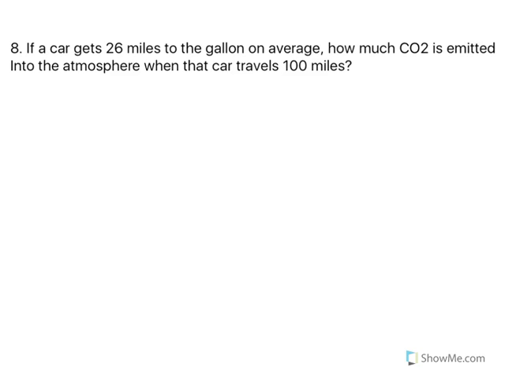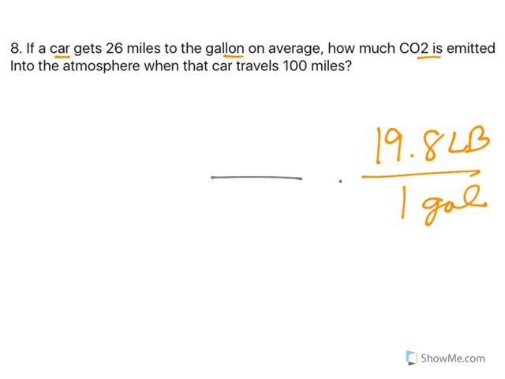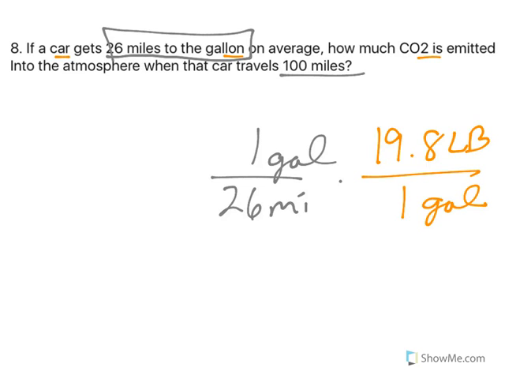If a car gets 26 miles to the gallon on average, how much CO2 is emitted into the atmosphere when that car travels 100 miles? Again, we're talking about cars, gas, CO2. So my last one is going to be 19.8 pounds to 1 gallon of gas. Because I know now working backwards, I've got to put gallons here. Well, I have 100 miles, and I have 26 miles to the gallon. So 1 gallon would give me 26 miles, right? That's using this ratio here.